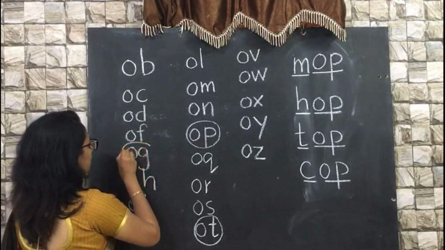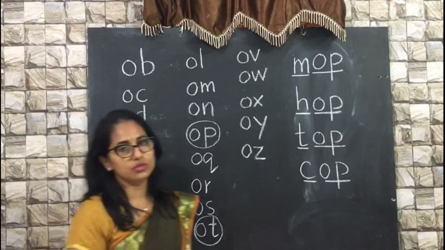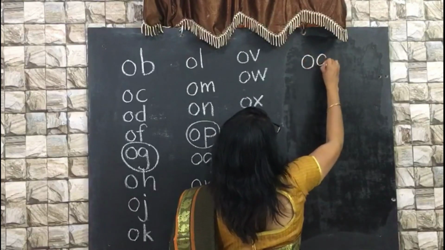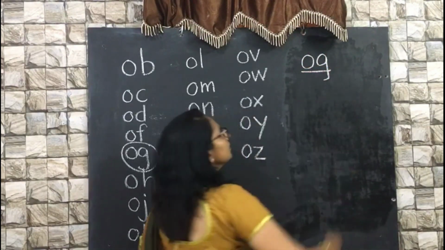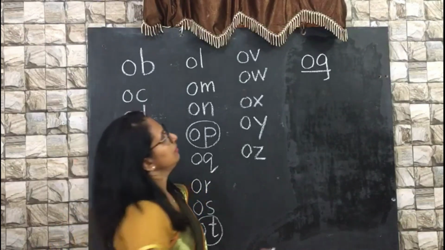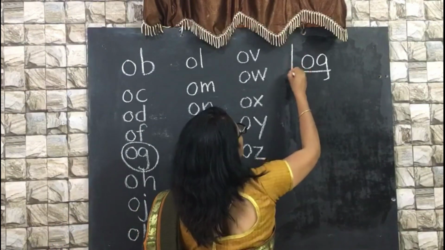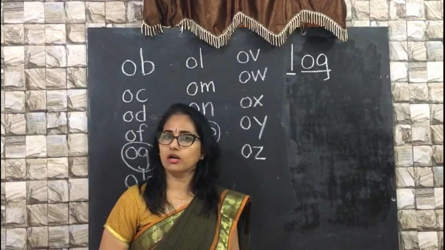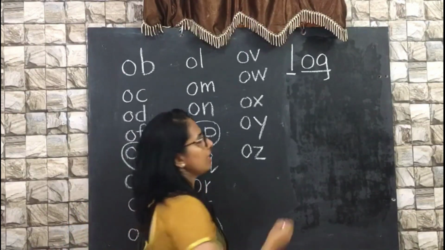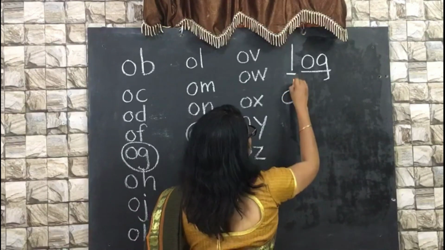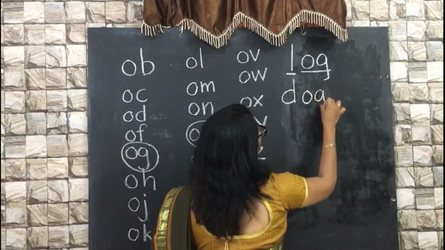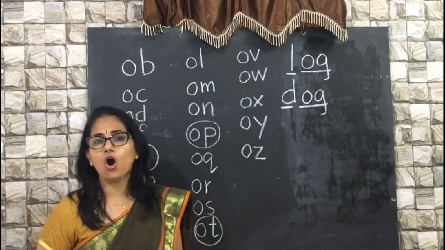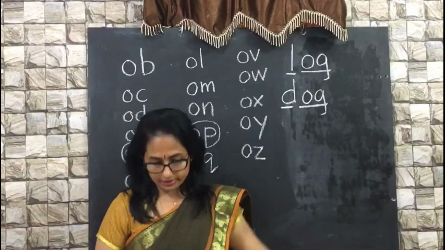And the next combination is og words. Let me show how to make your child read og words. Here you have the O and G combination. Together it's og. When you join L, L, og, log. Right? D. Og. D separately and og together. D, og, dog. That makes it easy for your child to read.